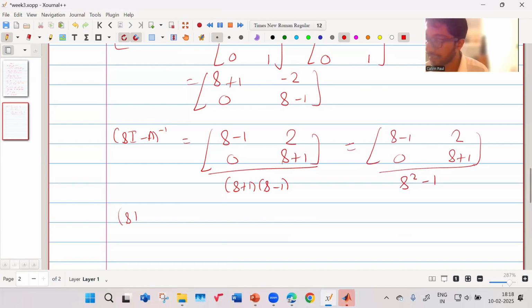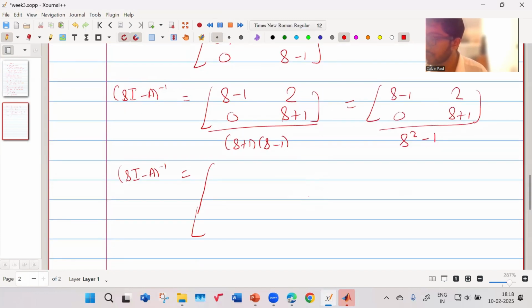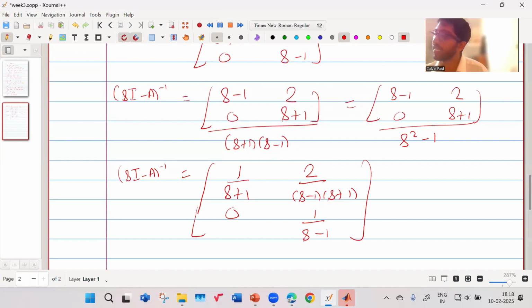So sI minus A inverse can further be written as 1 upon s plus 1, 2 upon s minus 1 into s plus 1, 0, and 1 upon s minus 1. Because you're dividing each term by s square minus 1, and s square minus 1 can be written as s minus 1 into s plus 1. So s minus 1 gets cancelled and only s plus 1 remains. So this is what we get.